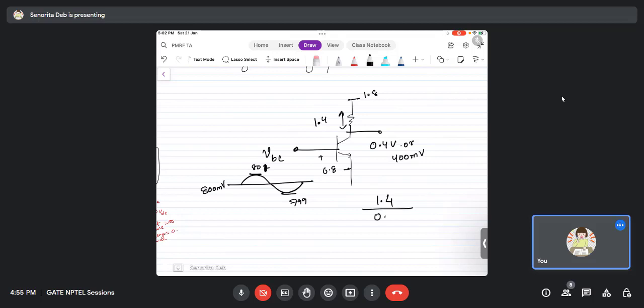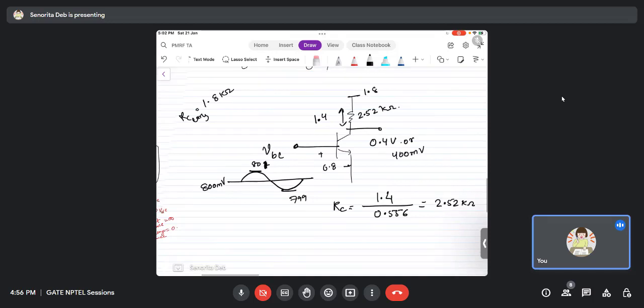0.556 milliampere. What are you getting? Tell me, what is the value of RC you are getting? Check. You will get 2.52K. That means earlier what was RC? RC was 1.8 kilo ohms earlier. Now RC is increased to 2.52.